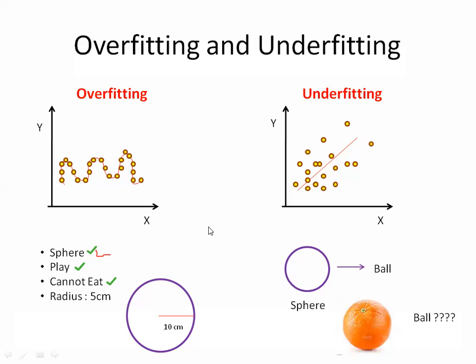Why is it not a ball? Because we have considered the radius as specifically less than or equal to 5 centimeter, and for the given object the radius is 10 centimeter. Now this is the case of overfitting.